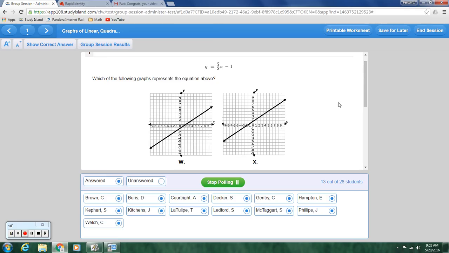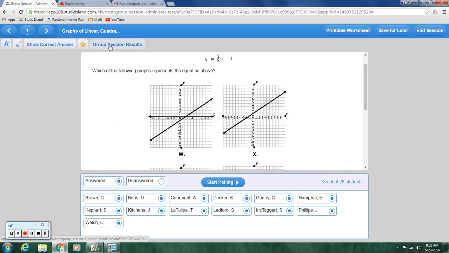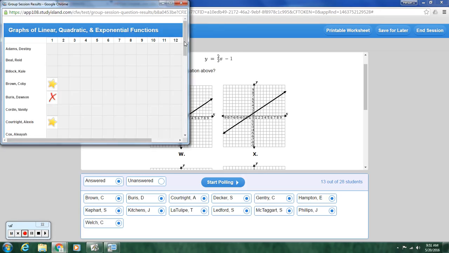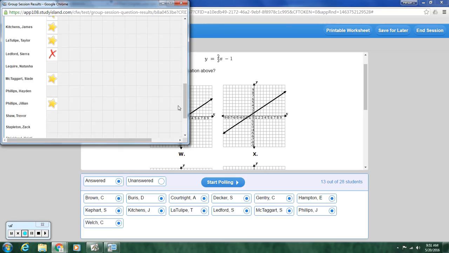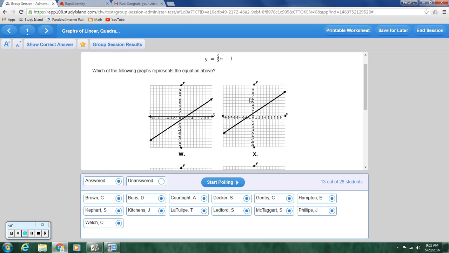Yes? Alright, now I'm going to show you the correct, what do y'all think the answer is? W? Yes? Alright, so should I not have W? It says me right there. W is the correct answer. But here's everybody. You want to see a star by your name? Where's our stars? So it shows you, or I can see what you've answered and what you haven't answered, if you answered it correct or not.